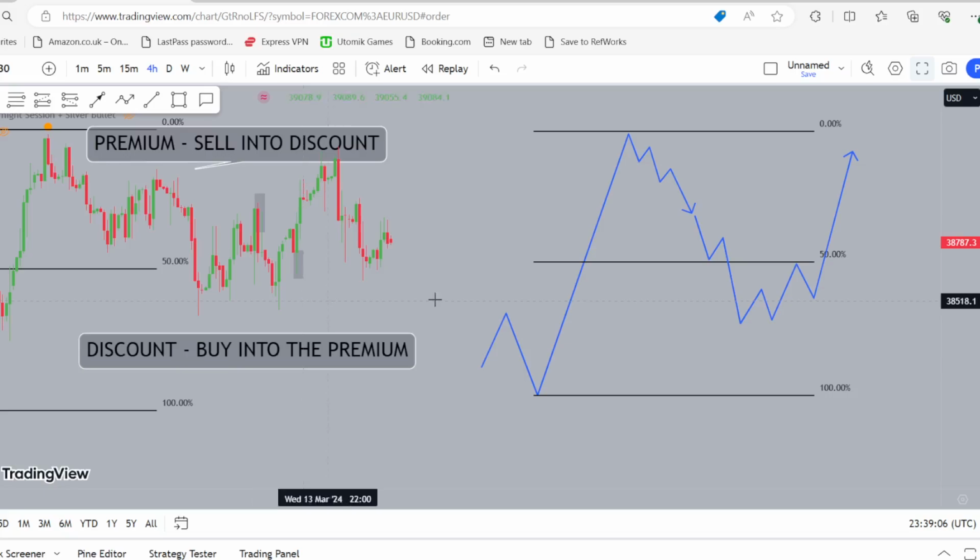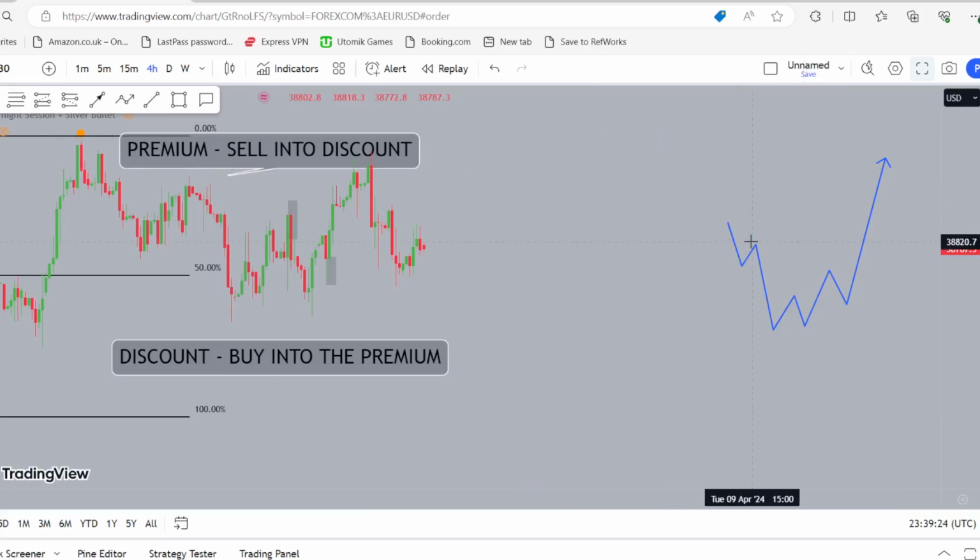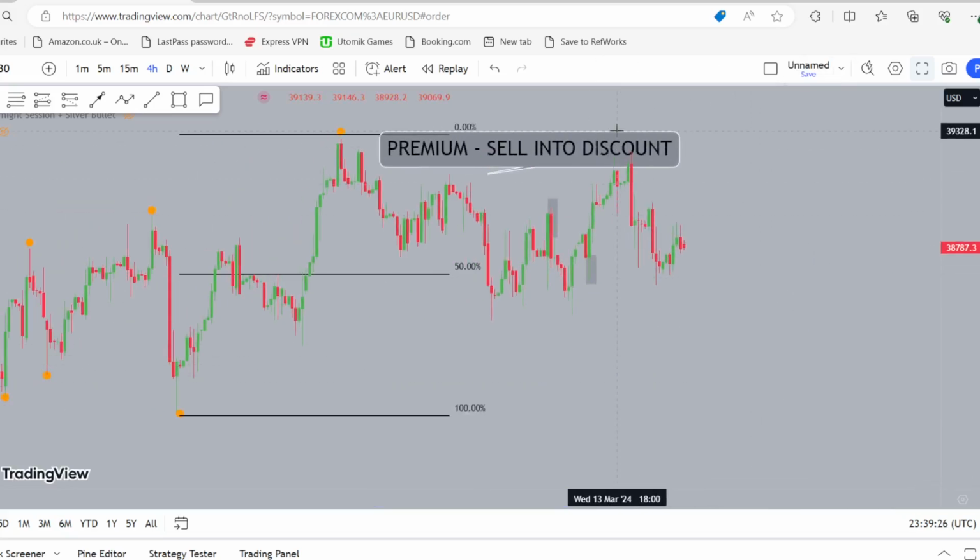Very important to understand. These concepts are going to be used on the M15, and not for this video, but for the purposes of my students on the lower time frames. We use this on the lower time frames to get involved. So it's higher time frame analysis and higher time frame direction, and lower time frame confirmations and lower time frame entries.